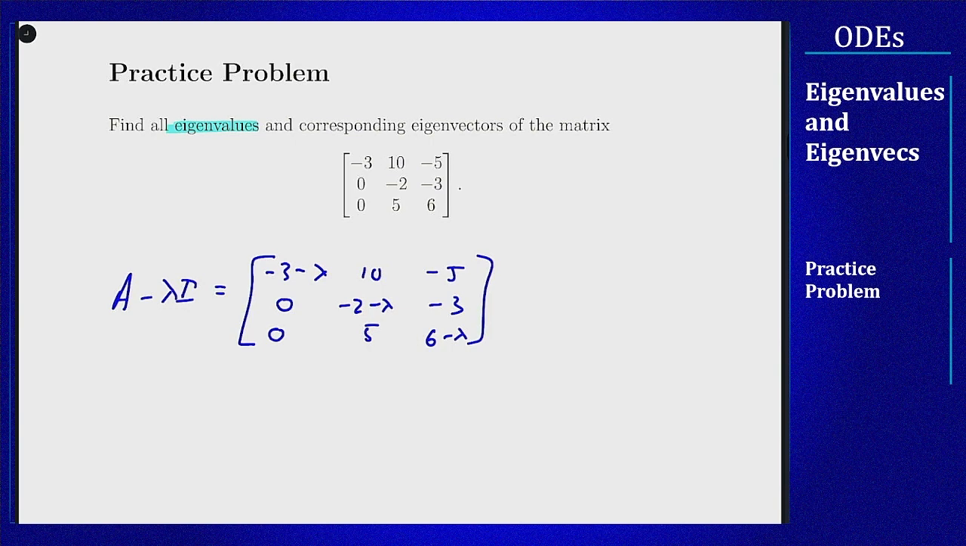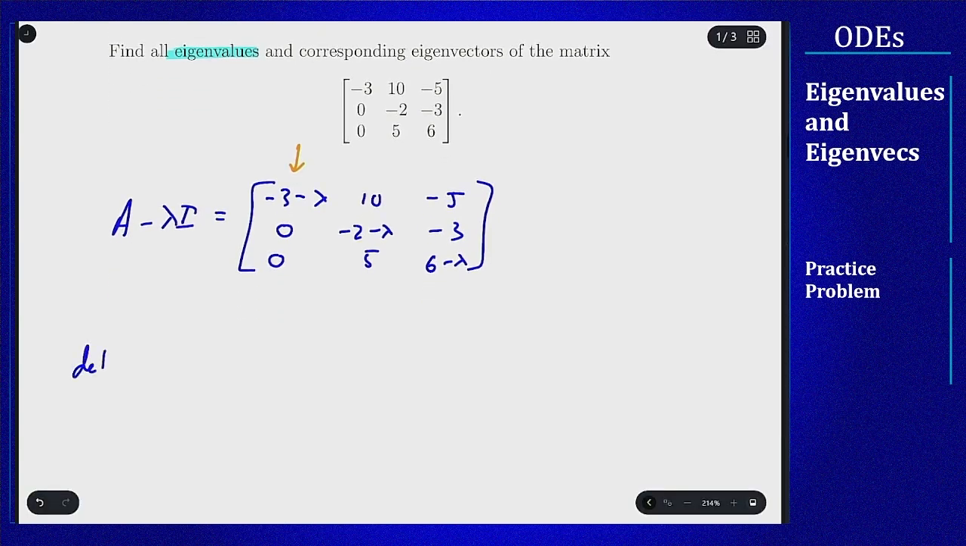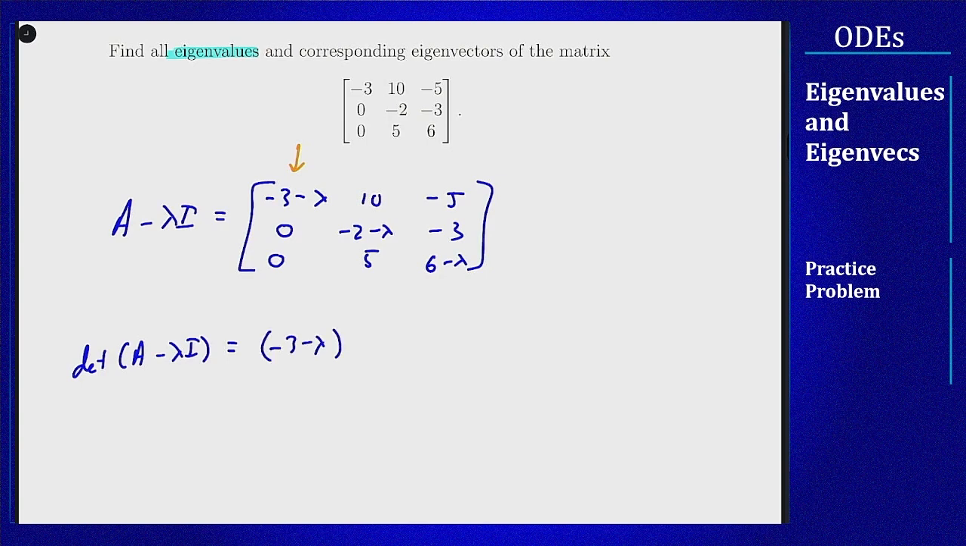To do so, we want to pick the right row or column to expand along. Here, we want to expand down column 1 because there's only one non-zero entry in column 1, that -3 minus lambda. We know then that the determinant of A minus lambda I is going to be -3 minus lambda times (-1) squared, or positive 1, times the determinant of the bottom 2 by 2.